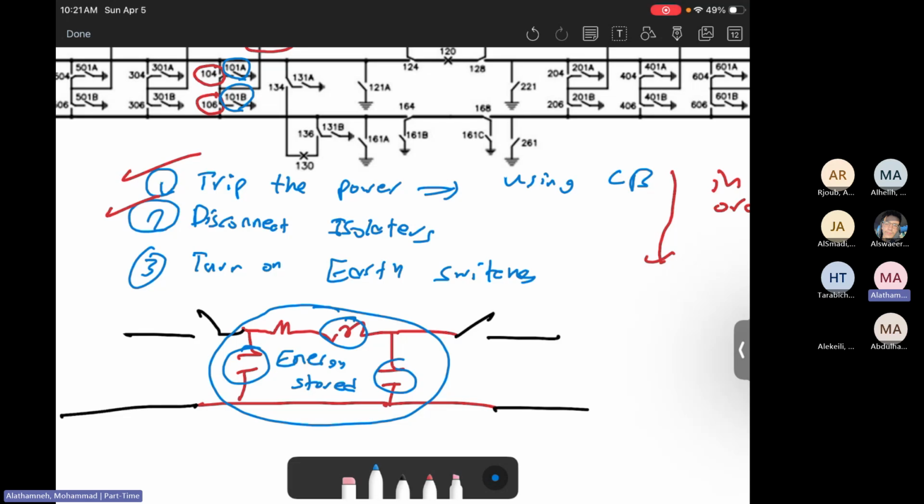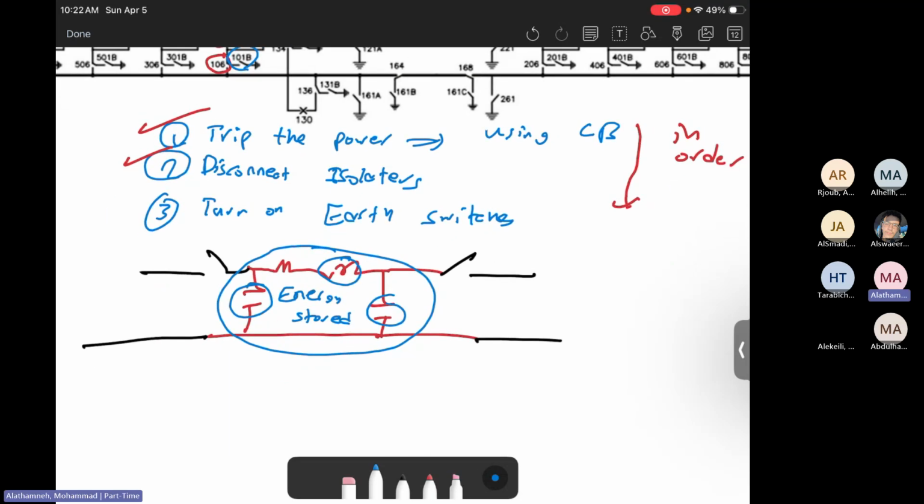So if, for example, you need to do maintenance on the transmission line and you trip the circuit breaker, you disconnect the isolators, but you didn't do the earthing, the maintenance team will be shocked. This will be dangerous, something that we don't want, which can kill the crew who are working in the maintenance. Therefore, we need to do the earthing so we can discharge the inductance and the capacitance.